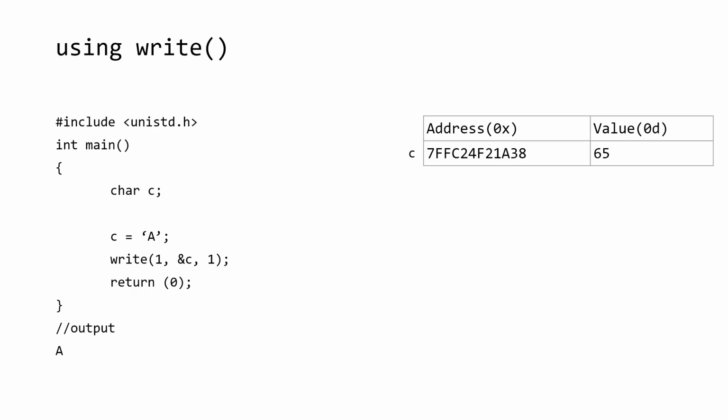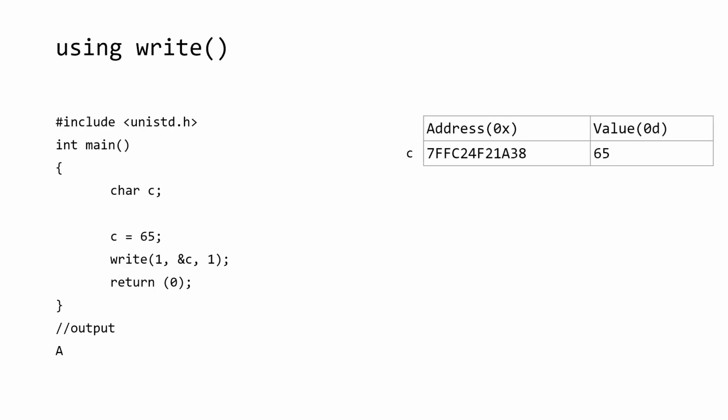So now the write function would display what it has processed. As you can see, it displays A instead of 65. Why is that so? This is because the computer translates the value 65 to an ASCII character, and this character is the capital letter A.